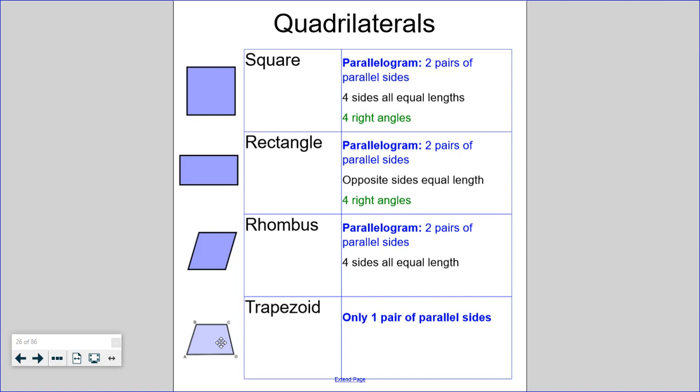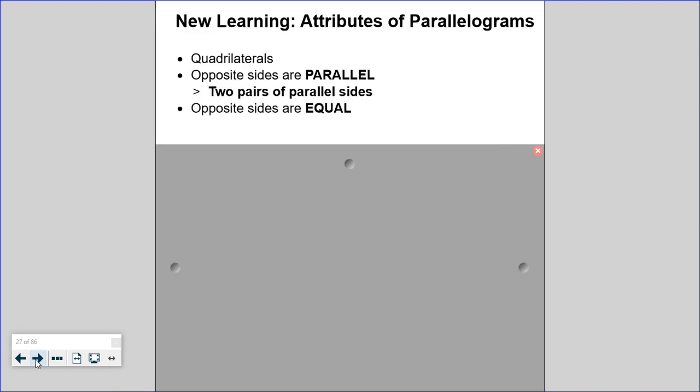Now, if you look at these 4 types of quadrilaterals, 3 of them are called parallelograms. So a rhombus, a rectangle, and a square are all considered to be parallelograms. A parallelogram is a 4-sided shape that has 2 pairs of parallel sides. So a square is a parallelogram. A rectangle is a parallelogram. A rhombus is a parallelogram because all 3 of those have 2 pairs of parallel sides. However, a trapezoid is not a parallelogram because it only has 1 pair of parallel sides.